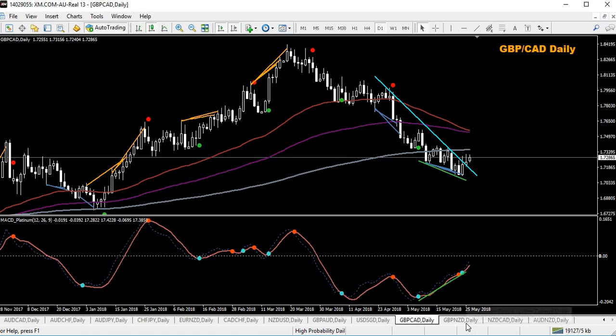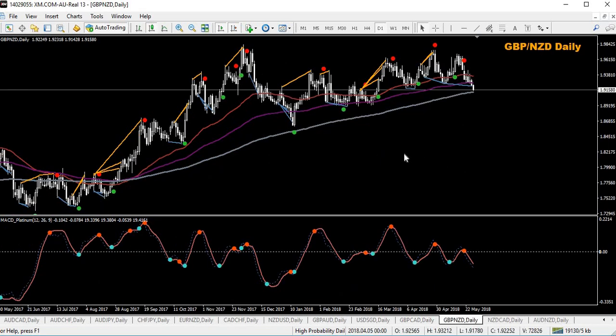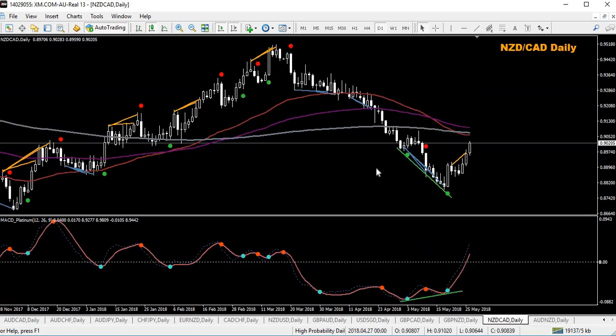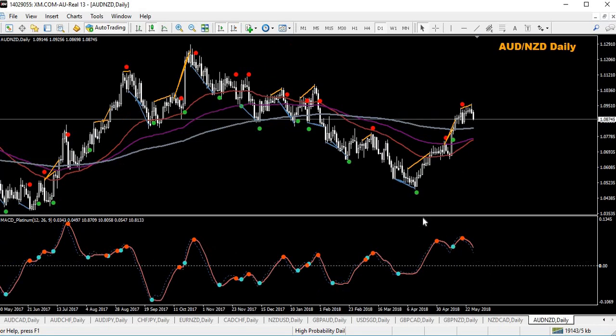All right, got a couple more. Pound New Zealand, just meandering there. Look at the MACD, just up and down, up and down. Pretty boring at the moment. New Zealand, Canada, we've looked at that already. I'm in trades with that one. And Aussie, New Zealand, we've looked at that already. There's that second sell trade up here.